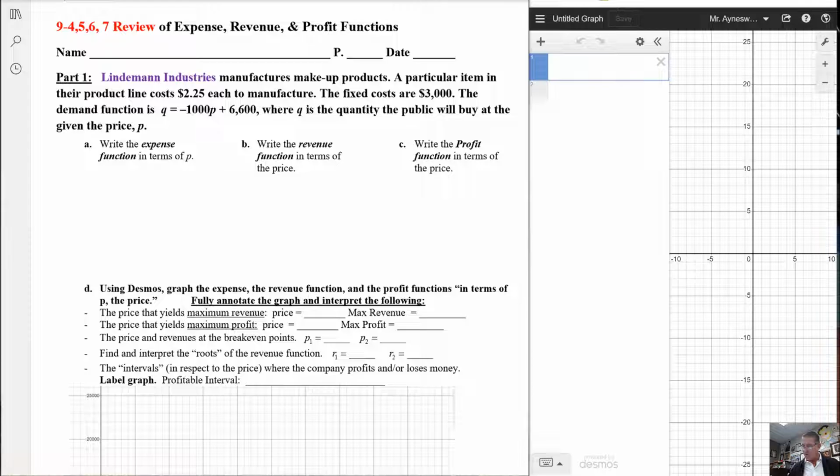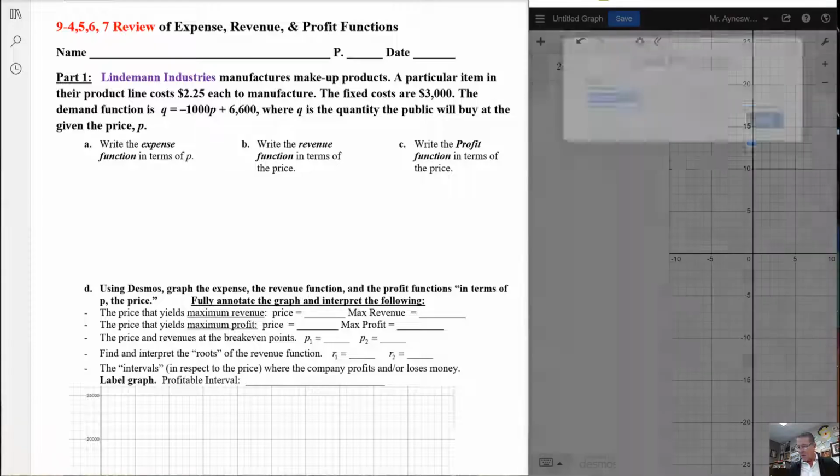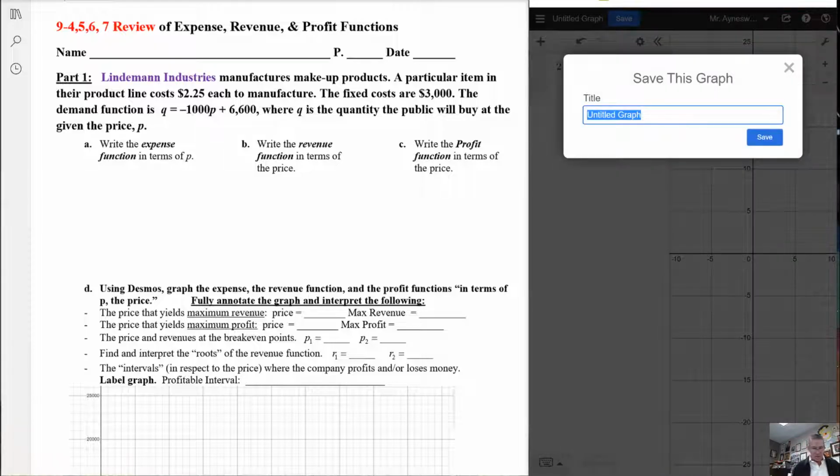So get your Desmos set up here. Notice that I'm split screen. I have it on the right. So go ahead and log into your account and save your work. Put a good title in here like we always do. Just use the same title as the lesson. All right, so sections 4, 5, 6, and 7, and then review of the expense, revenue, and profit functions.